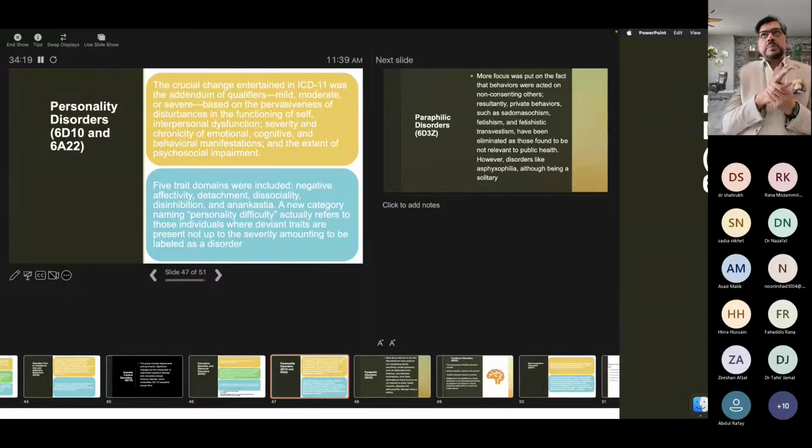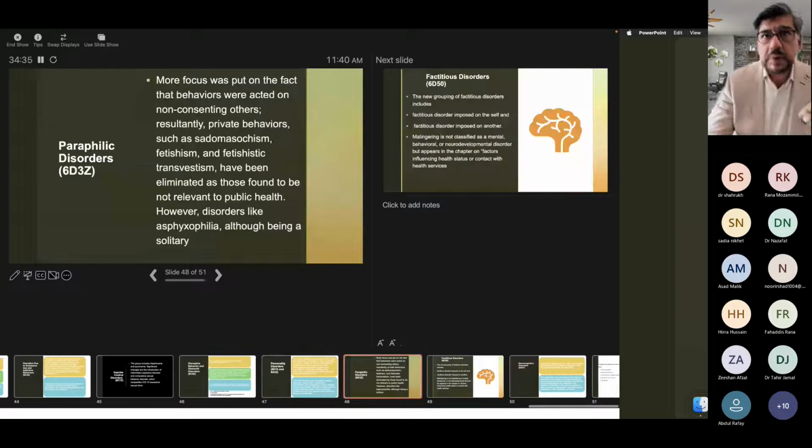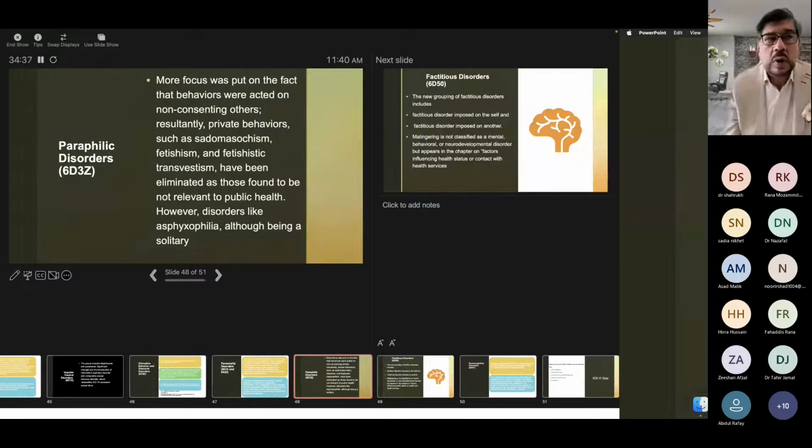So maybe in the exam situation, if you are there and an examiner asks you what kind of personality disorder the person is having, if you say that this person is having personality disorder, there are only 5 subtypes: 6D10 and 6A22. Remember this, we can talk about it more.